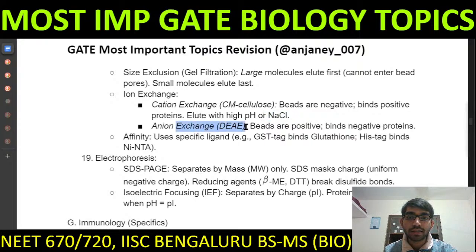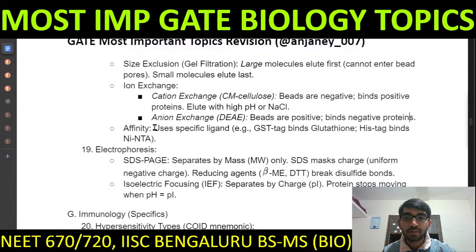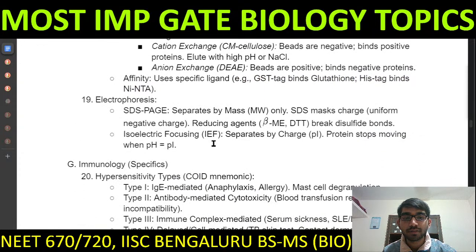In anion exchange, it is diethylaminoethyl, DEAE. Beads are positive because you are exchanging anion, so you need the beads to be positive so that they can attract the anionic protein. It binds to the negative protein. Then in affinity chromatography, you use a specific ligand, for example GST tag for glutathione and His tag for nickel NTA. So this again you should remember.